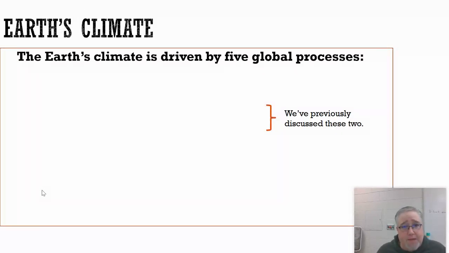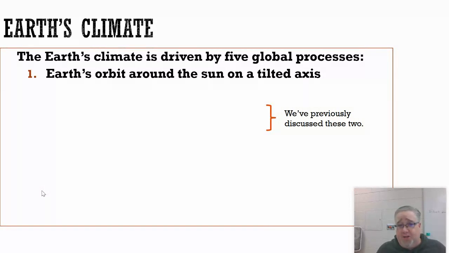Now, climate is driven by five different things. We're going to talk about two of them today. We've already talked about two, and there's another one that we're going to talk about more in the next lecture. But the first one is the Earth's orbit. We know that the Earth orbits around the sun, but we should also know that the Earth has a tilted axis. So as it's rotating on this tilted axis.